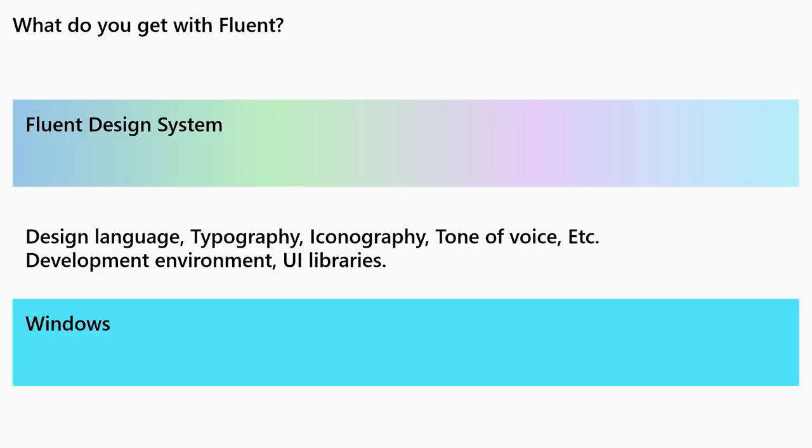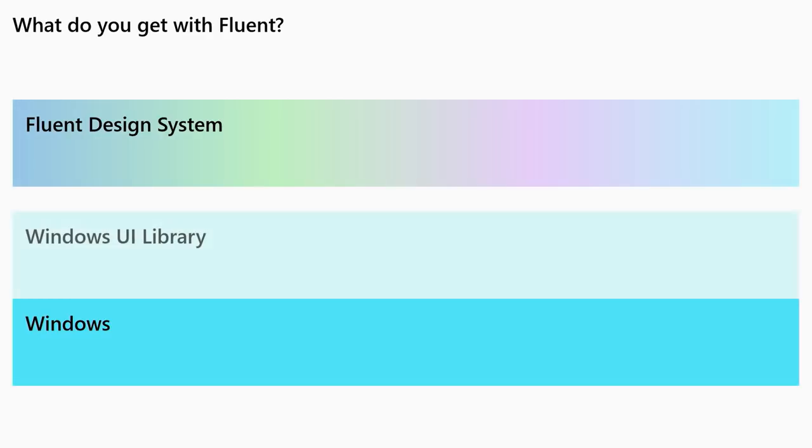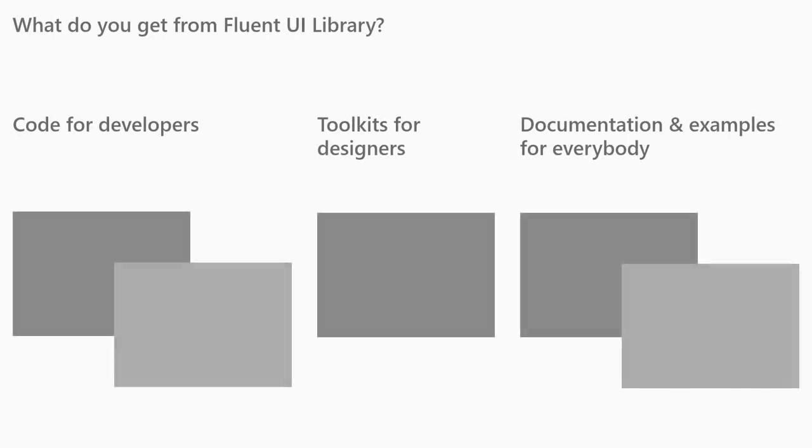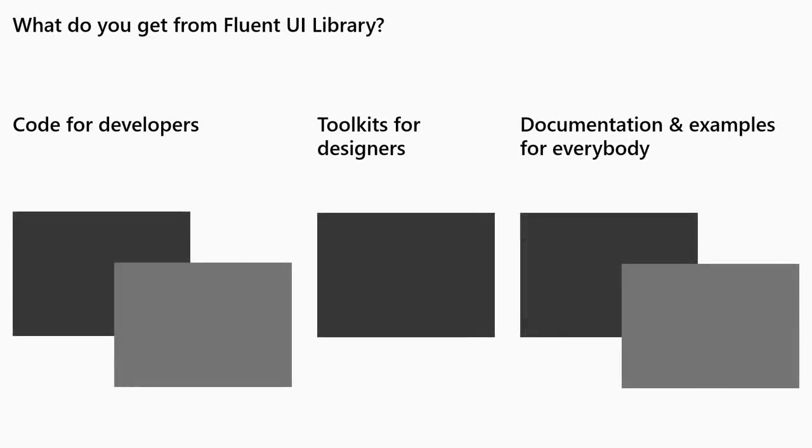So let's look at what you currently get with the Fluent Design System. You primarily get a visual design system and UI libraries tailored for Windows experiences. And Fluent is delivered to you through the Windows UI library. And here you can see an overview of what's in all of the UI libraries. Code for developers, toolkits for designers, and documentation and examples for everyone.